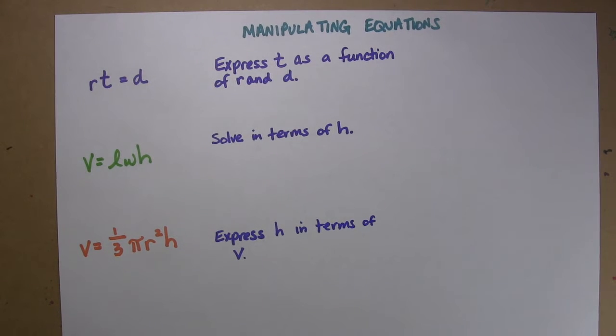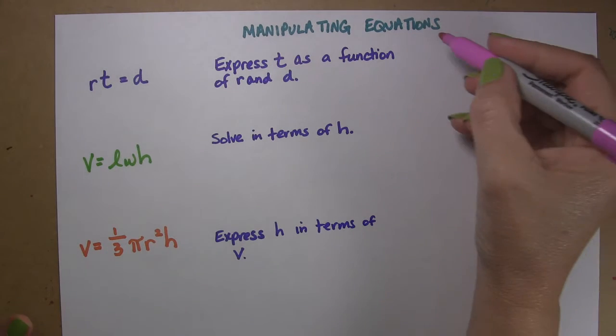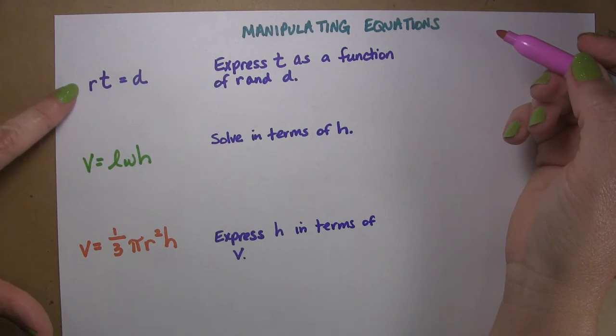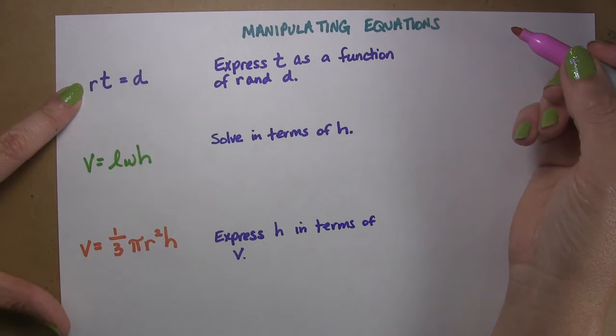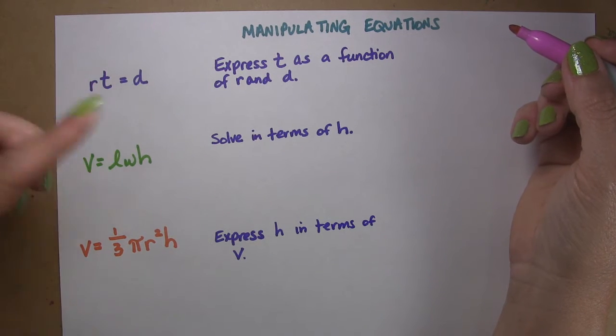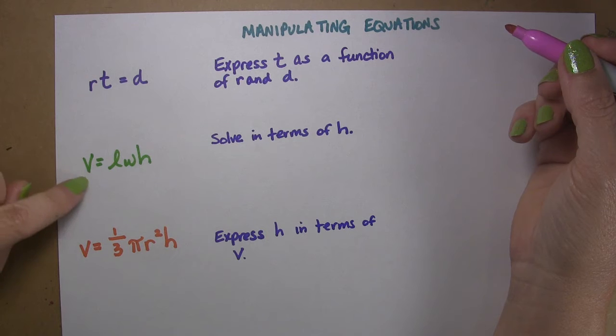Hello everyone, and welcome to your video on manipulating equations. So I have a couple of equations here. These you should recognize. RT equals D, that's our classic rate times time equals distance formula, very popular.